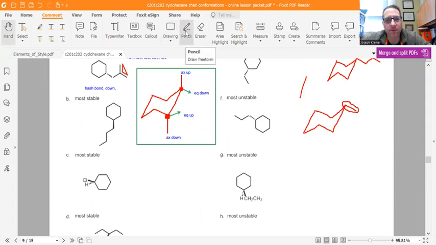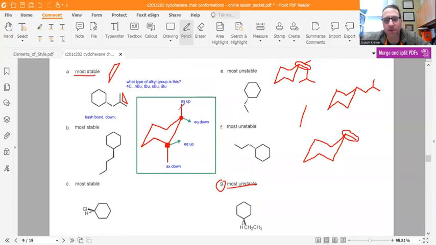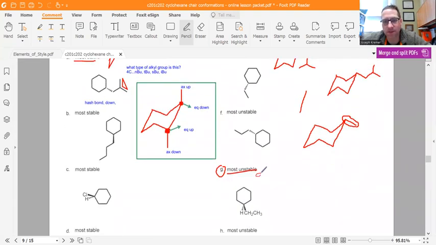Let's try this one with the ethyl group. We're looking at G, most unstable. Oh, we've got to read carefully there. Whew. Just in the nick of time. I did the most stable here. So most unstable, that means axial. That means I would want to have this group axially. Have it most unstable. Axial, wedge means up.